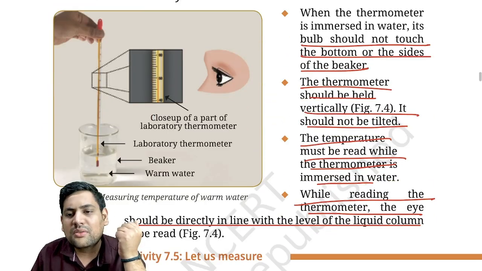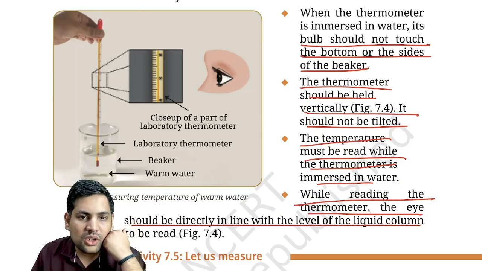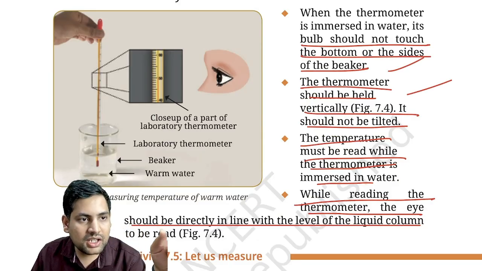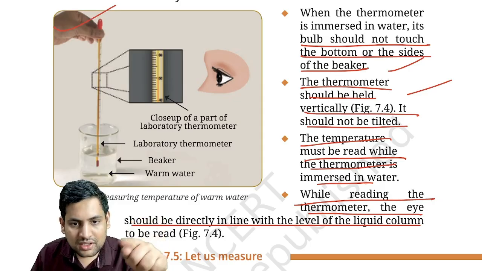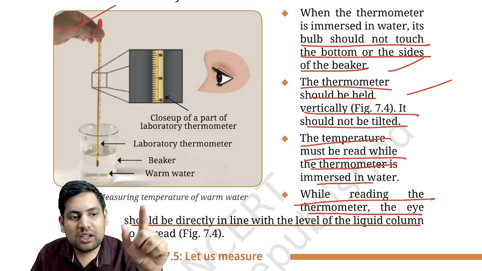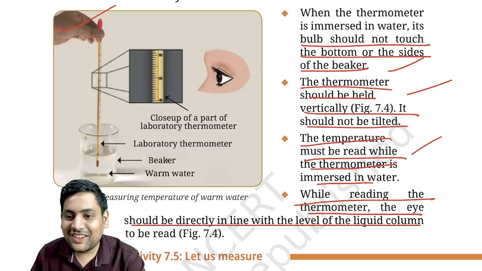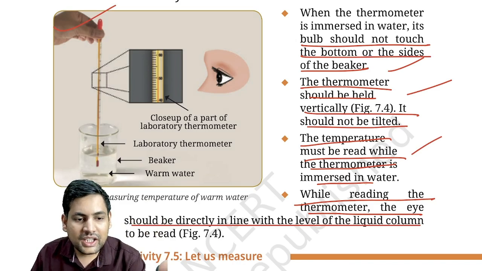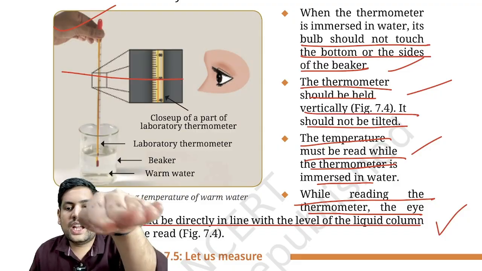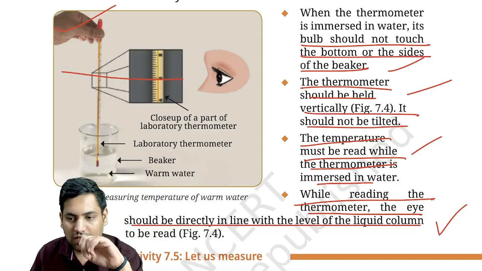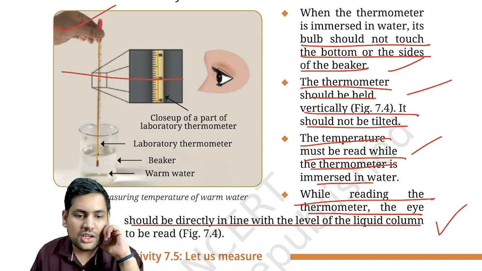Then how should you measure this? The bulb should not be touching the sides of the beaker. It should be held vertical, like he has kept it vertical. The temperature must be read while the thermometer is immersed in water, and only then will it measure the temperature of the water. While reading, the eye should be in the direct line of the thermometer reading. Otherwise, the reading may be here and there.